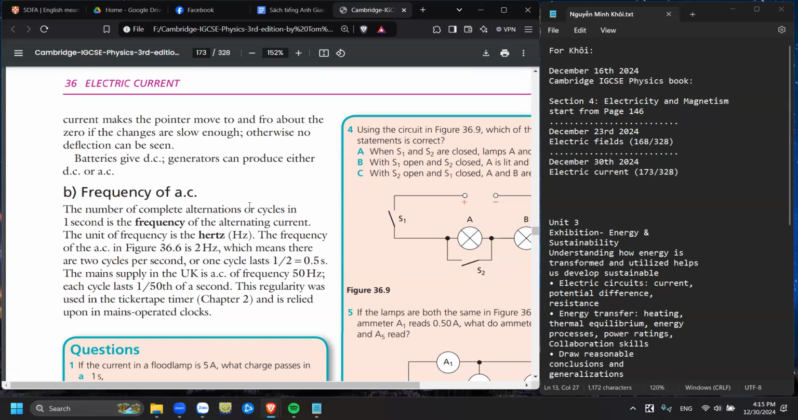Now, the next part is frequency of alternating current. Let's talk about the word frequency. How do you understand the word frequent? For example, I frequently go to the gym. What does it mean? If I said, I frequently go to the gym, what does it mean?